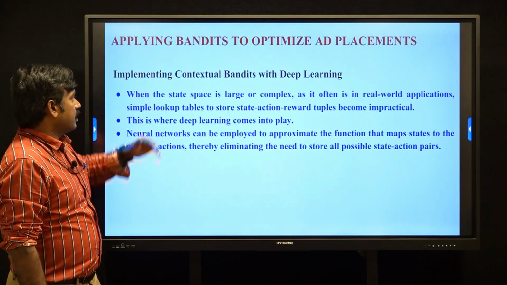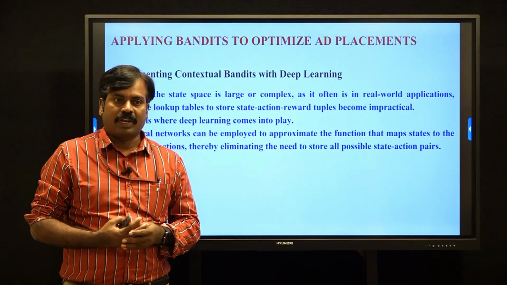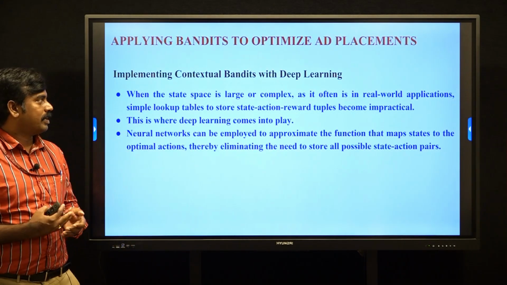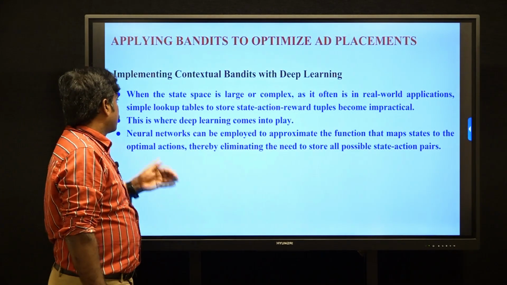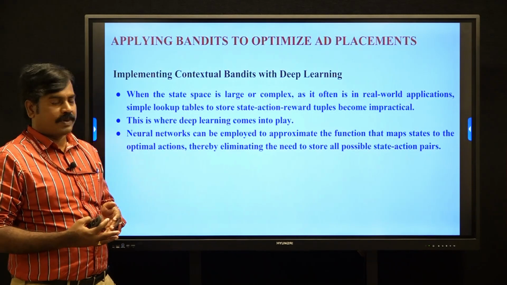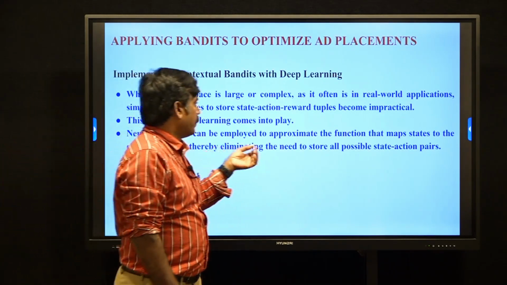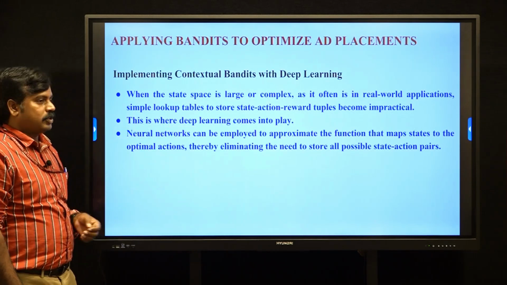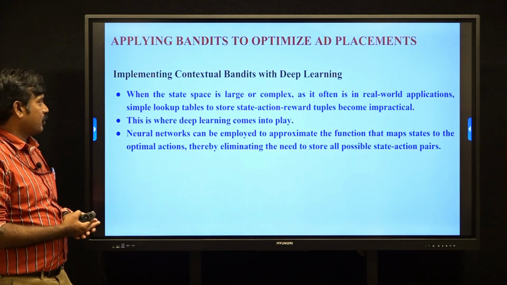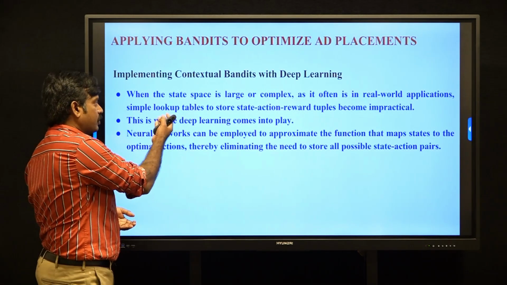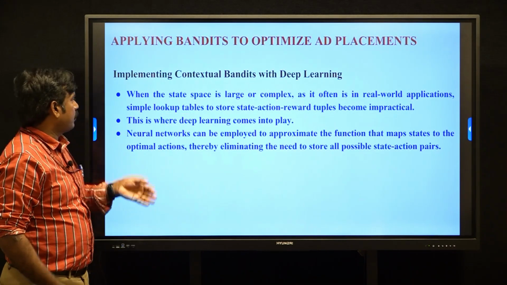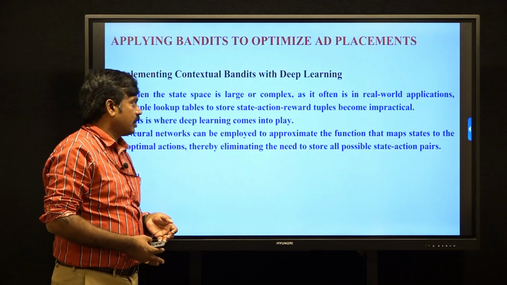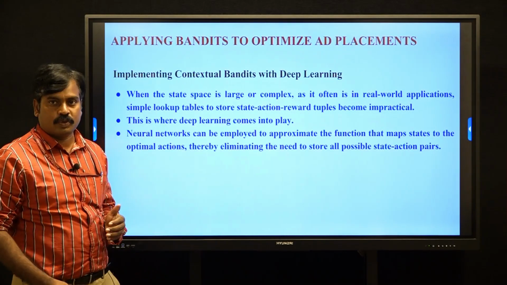So here we are implementing contextual bandits with deep learning. Why? For a small state space, lookup tables are enough to store the information. But when we are using a large state space, we require more space. In that case, lookup tables are not suitable.